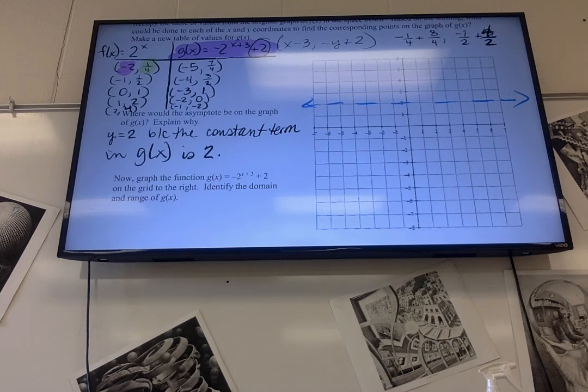And then we're going to graph these points. You can go ahead and just graph those points. 7 over 4 is 1 3/4. 3 over 2 is 1 1/2. You just kind of estimate it.